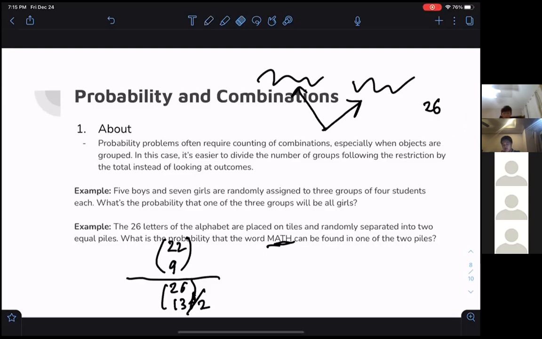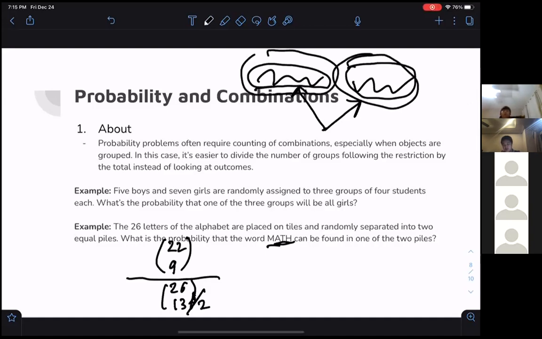Okay, so if we can choose this first and then choose this second, or we can choose this first and choose this second. But if we do 26 choose 13 times 13 choose 13, we count both of these as different things. So we have to divide by 2 factorial, which is just 2 for that.